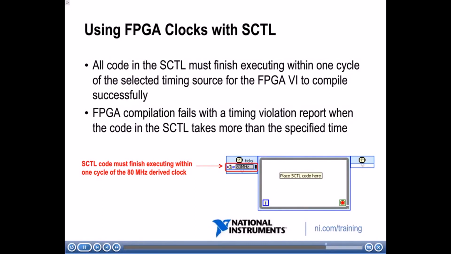If we take a look at this bottom picture, we see that we have a single cycle time loop, and notice on the left side that it's been configured to use an 80 megahertz clock. That means all the code inside that time loop must be able to execute within one clock tick of that 80 megahertz clock. And if the code in there can't possibly execute that fast and finish within that one clock tick, you're going to get a failed compilation when you try to compile this VI.